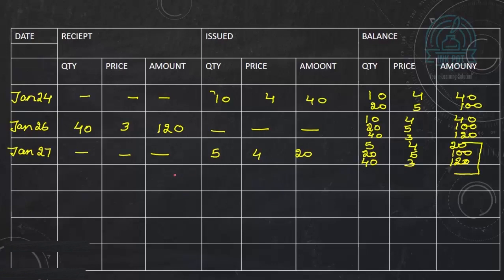I'm going to write here, we are left with 40, 20, 60 and 5. The balance quantity we are left with is 65 units at the rate of 120 plus 100, 220 plus 20, that is 240. This is our final answer.